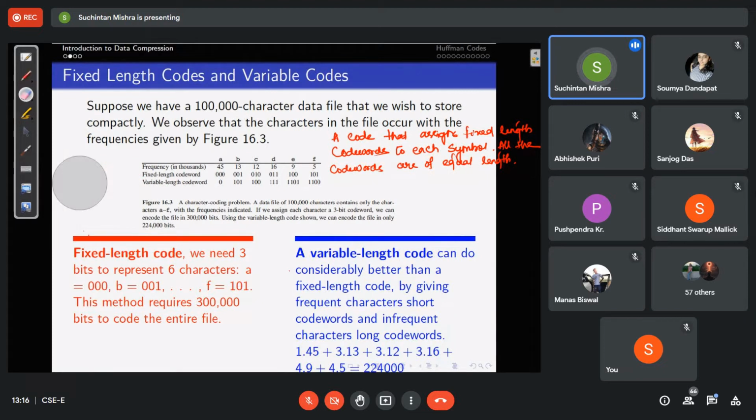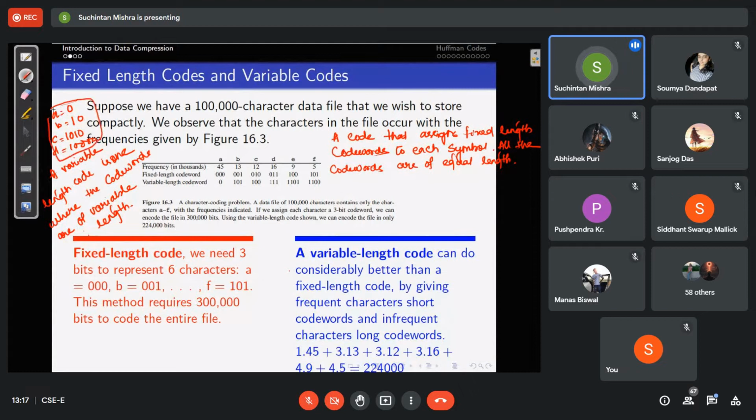Now, let us come to the other definition, which is variable length code. A variable length code is one where the code words are of variable length. That means if A is getting a single bit code word, B can get a 2-bit code word, C can get a 4-bit code word, D can get a 5-bit code word. Okay, this is possible.